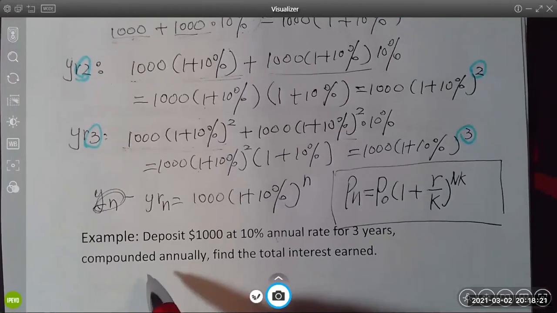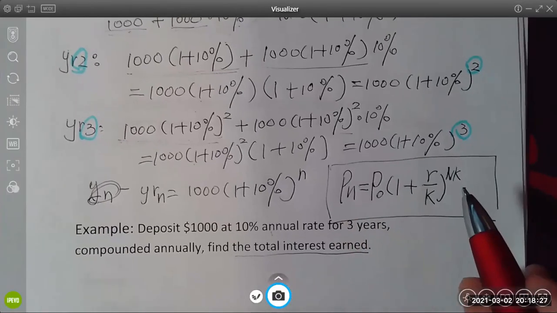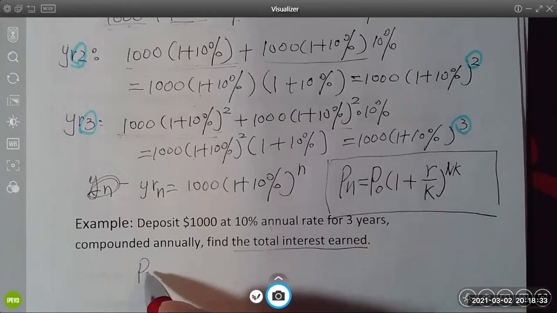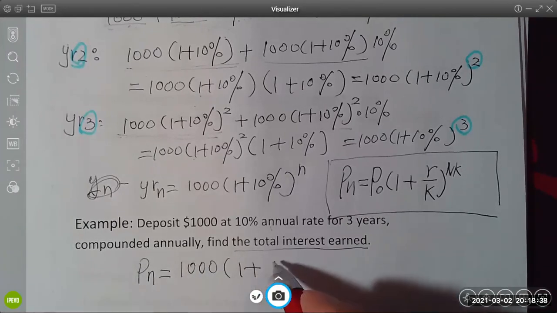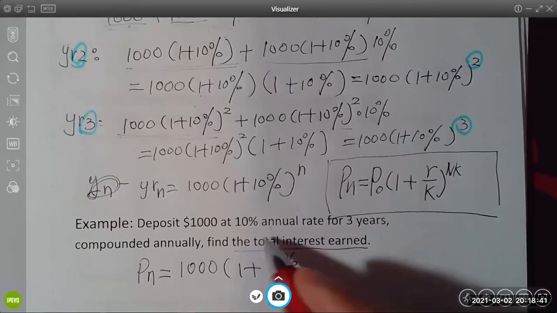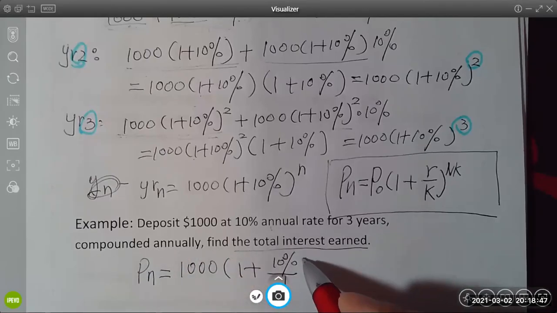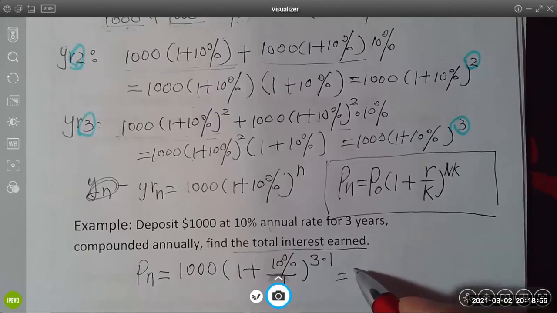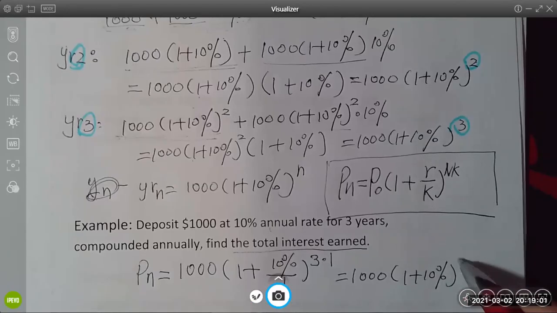Okay, let's solve this one. Even though we are calculating interest, we have to calculate the total account value first, because this formula only gives us total account value. So Pn equals P0, 1000, times 1 plus R, which is 10%. Since it's an annual rate, compounded annually, we only do it once a year, so K is 1. And NK, we do it for 3 years, so N times K is 3. So actually this makes sense. Since you do it once a year, this is just 1 plus 10%, to the power of 3.